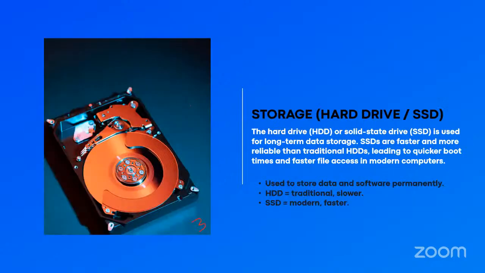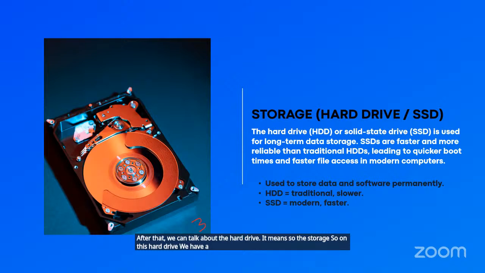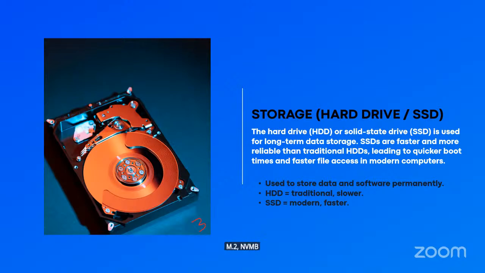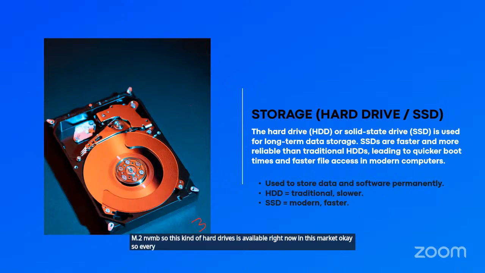After that, we can talk about the hard drive, which means the storage. There are multiple hard drives available: the HDD hard drive, the SATA type hard drive, and SSD, M.2, NVMe. These kinds of hard drives are available in the market right now.